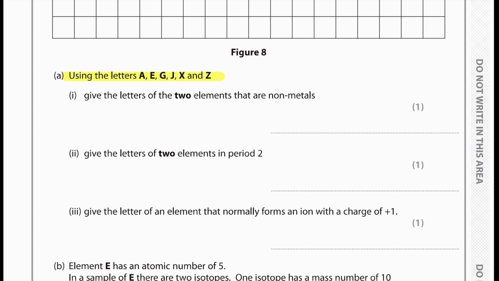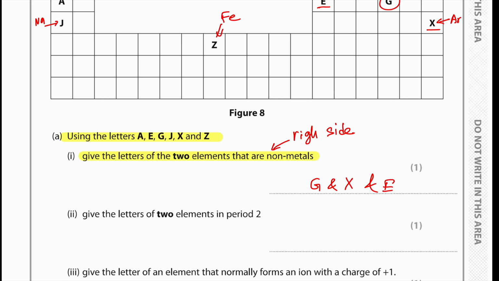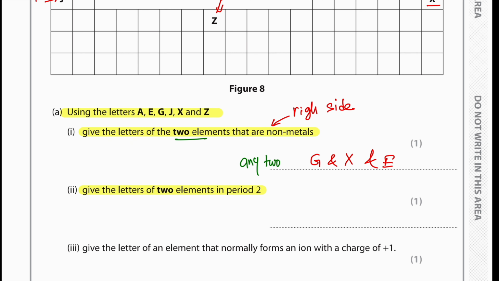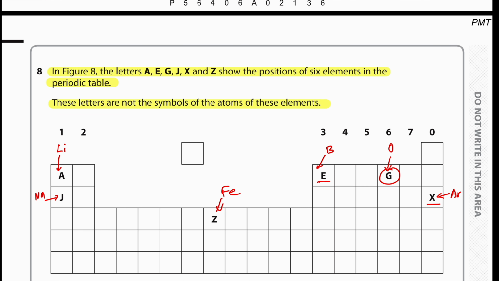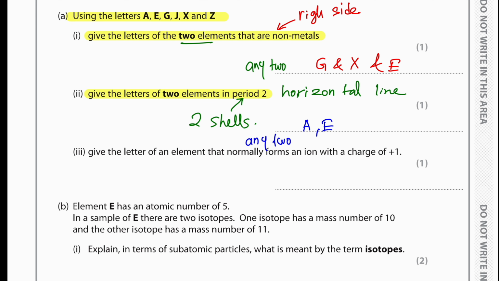Using the letters A, E, G, J, X, and Z, give the letters of the two elements that are nonmetals. Nonmetals are found on the right side of the periodic table. So they must be G and X or even E. Now, since they asked us for two elements only, you have to mention any two. Give the letters of the two elements in period 2. Period 2 refers to a horizontal line. Now, period 2 indicates two shells. So that should be this one. So A, E, and G. Since the question is asking for two elements, any two.